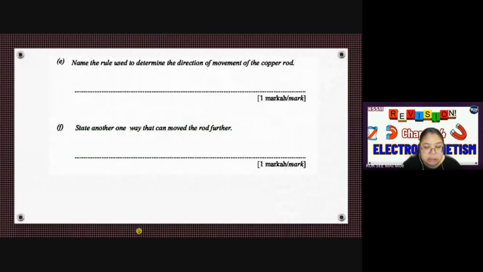We continue with E. Name the rule to use to determine the direction of the movement of the rod. How do you know whether they want it to go up or go in? So we are using what rule? Fleming's left-hand rule. When you see a magnet, it is surely Fleming already. If there is no magnet, just the current moving, that one is the right-hand grip rule. Then you check whether there is a current or not. If current is provided, that one is the left hand. If no current is provided but there is a magnet, that one is the right hand, Fleming's right-hand rule.